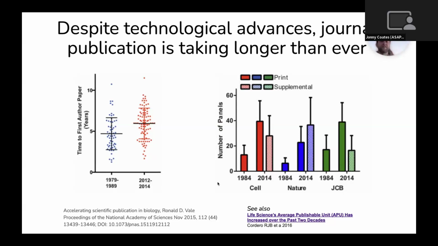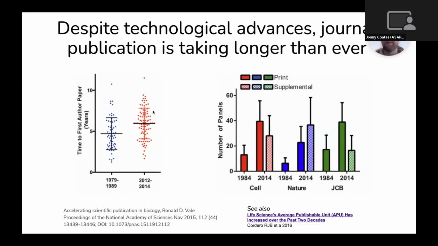And despite all these advances, publication is actually taking longer than it ever has. These are two of my favorite graphs, if you can have a favorite graph. So this first one here is showing the time it takes to get your first author paper. And in the 1980s, this was just under, on average, 5 years. In 2012 to 2014, this had jumped up to, I think this is actually about 6.5 years on average. And of course, that was 10 years ago now, so it's going to have jumped up a bit more since.